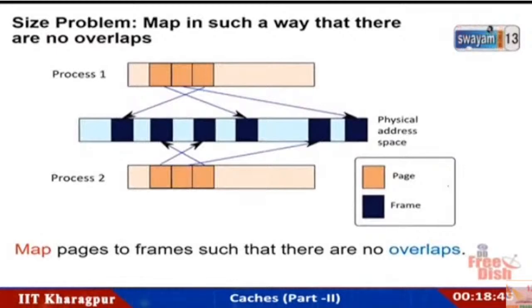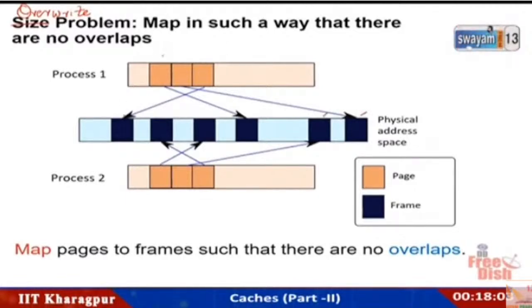How do we do it? We map it in such a way that there are no overlaps. So let's take a look at it. Let's consider process 1 and process 2. Of course we can extend this diagram to multiple processes, but let us just consider 2 processes for the time being. Let us say that in the entire memory map we have mapped these 3 pages. In the process of translation, what you can see is these pages can be mapped to any 3 frames in main memory, right? So they need not be contiguous.